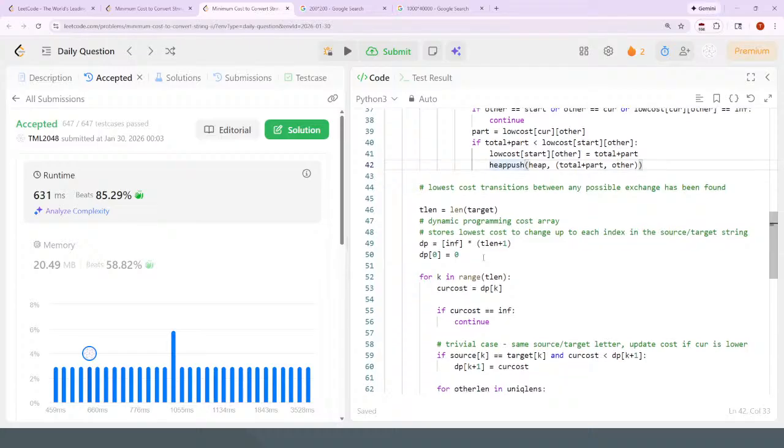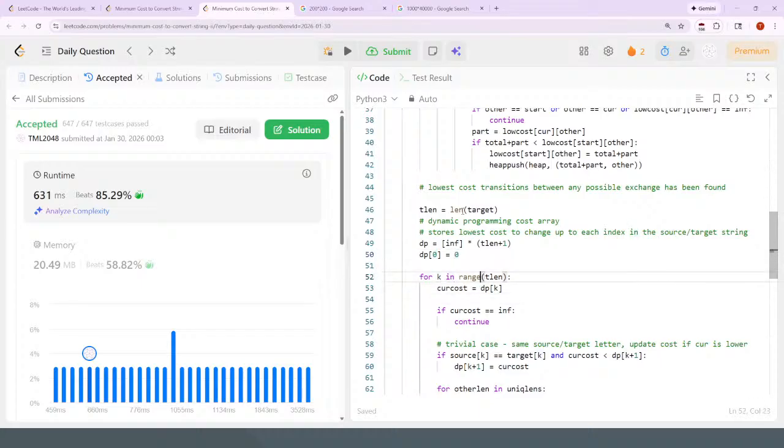So after that is the main part for this problem, which is the dynamic programming. You have a length of the target or source words, and then you have a stored lowest cost to exchange all the letters up to a certain index from source to target. Iterate over all the indices. Well, first off, you don't need to exchange the first letter, right? So the starting cost is 0.